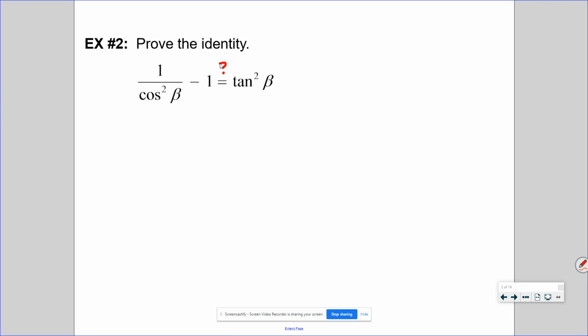Okay, so I'm trying to prove that this left side is equal to the right side. So I'm going to start on the left because I feel like there's more that I can do over here. From that point, I'm just using my algebra skills and all those identities that we established in 5.1 to see what I can come up with. So in my head, I'm thinking 1 over cos. That's the same as secant, but in this case, it would be secant squared.